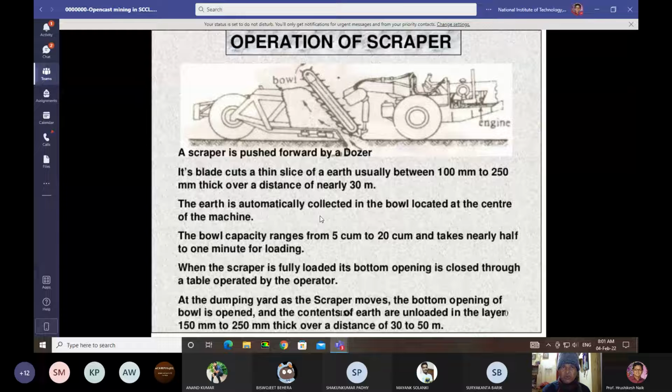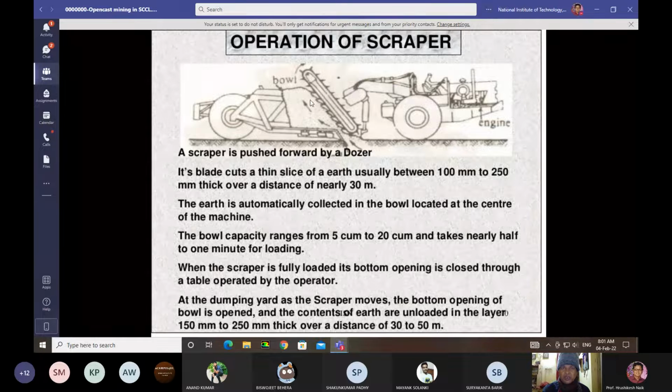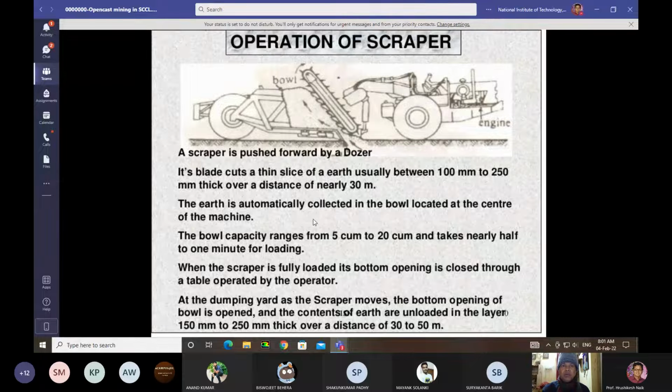This is the bowl located at the center of the machine. After cutting, the material is taken to the bowl, so the bowl contains the material. The earth is automatically collected in the bowl located at the center of the machine. The bowl capacity ranges from 5 cubic meter to 20 cubic meter and takes nearly half to 1 minute for loading.